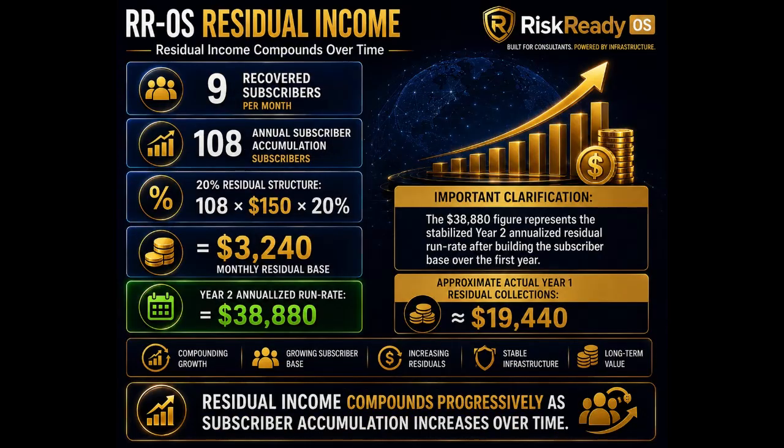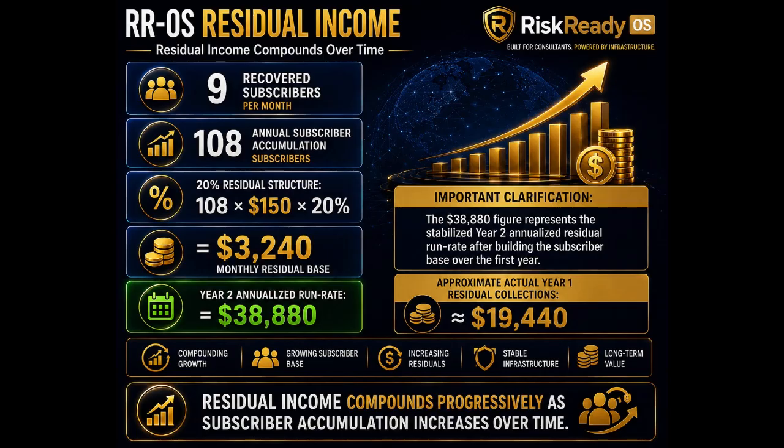Residual income is where the model becomes more powerful over time. In this example, the consultant generates 9 recovered subscribers per month. That equals 108 annual subscriber accumulations. At an average subscription of $150 with a 20% residual, the annualized run rate becomes approximately $19,440.